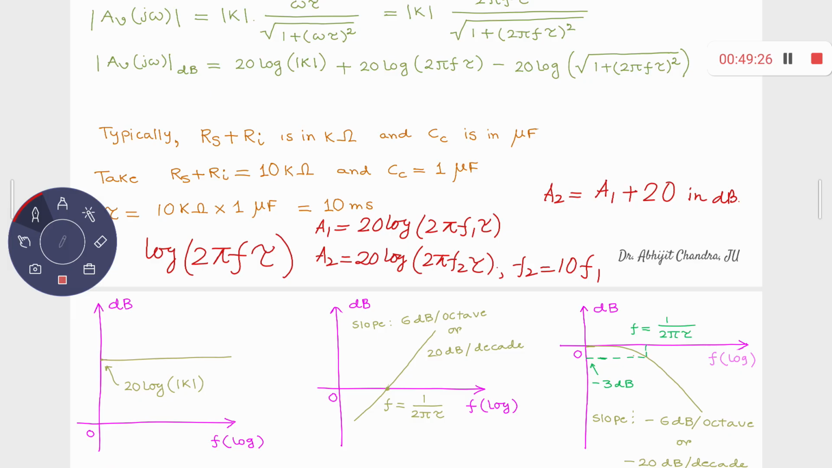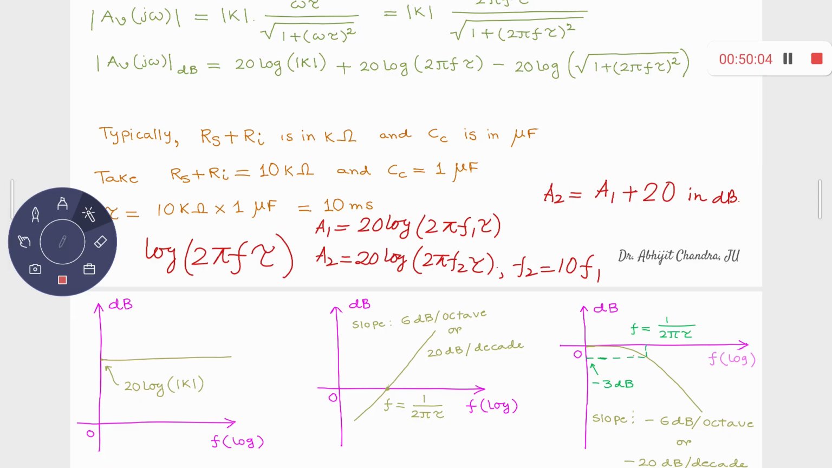Okay, that's great. Apart from that, if I once again take a look at this expression, 20 log 2πfτ. When this factor 2πfτ becomes 1, then 20 log of this will be 0. And that is coming at which frequency? When the frequency is equal to 1 by 2πτ. So when it is 1 by 2πτ, it is crossing the zero point over there, right? And this is the change, 6 dB per octave or 20 dB per decade. Clear?